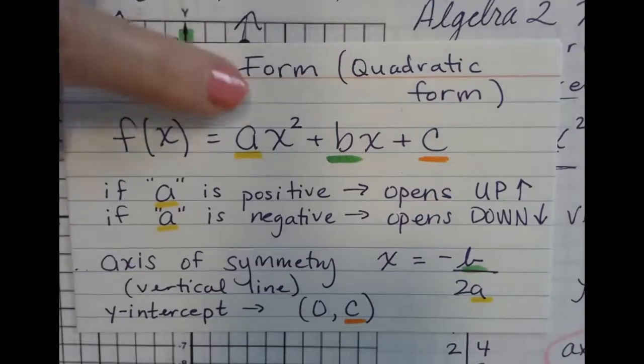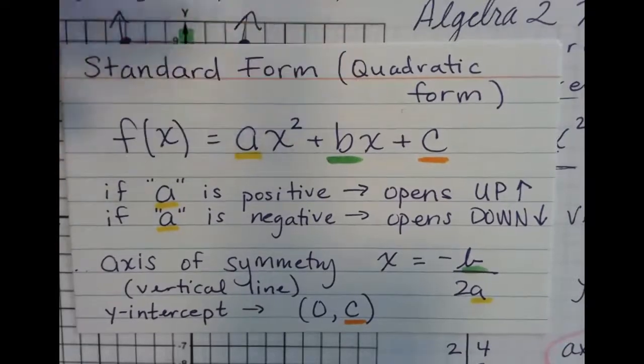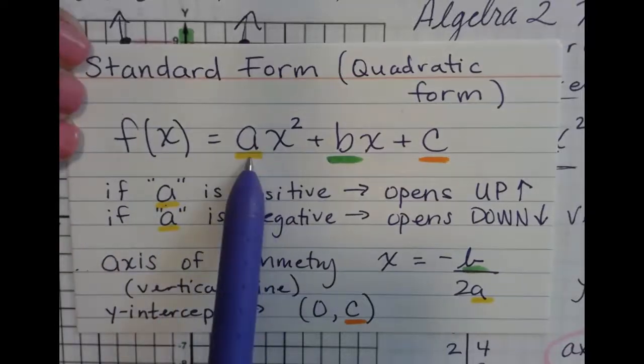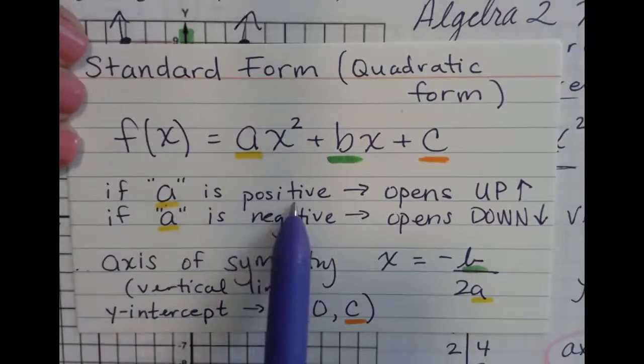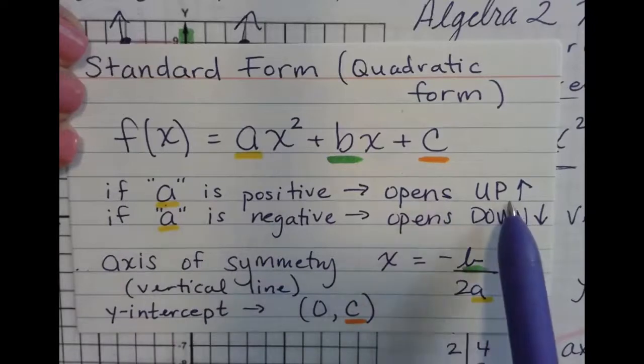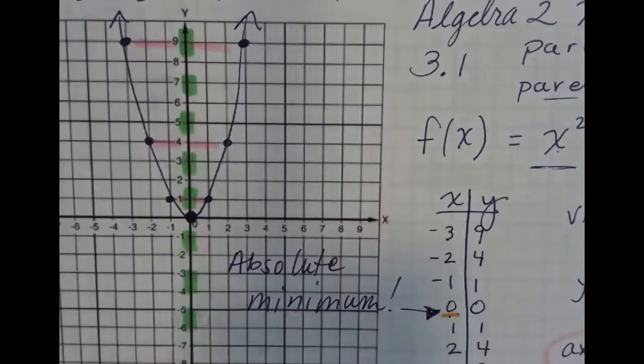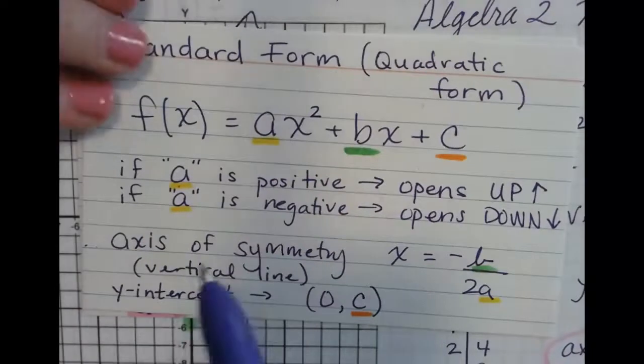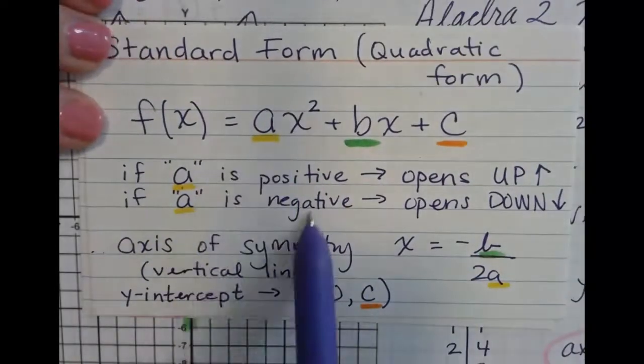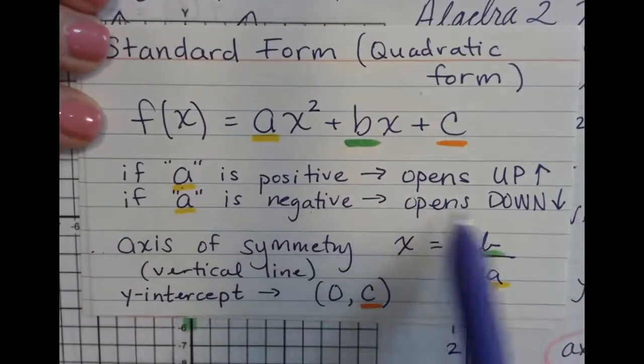f of x equals ax squared plus bx plus c. Now, notice I've got them highlighted for you and color coordinated. So here are some things that are always true. If your a value, and remember your a value is your leading coefficient, is positive, your parabola will open up, just like ours just did. If your a value is negative, your parabola will open down.